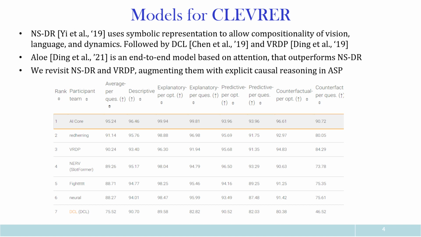NSDR is the baseline that was presented along with the CLEVRER dataset. It's a neuro-symbolic model that uses symbolic reasoning integrated with language, vision, and dynamics. DCL and VRDP use a similar approach, but incorporate concept learning and differentiable physics, respectively. ALLO is an end-to-end model which is based on attention. These outperform the baseline NSDR.